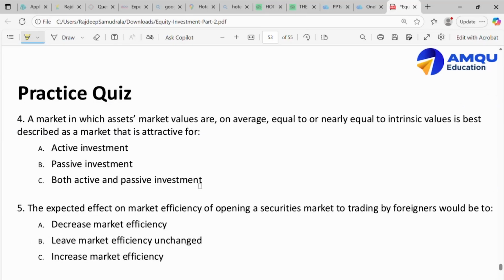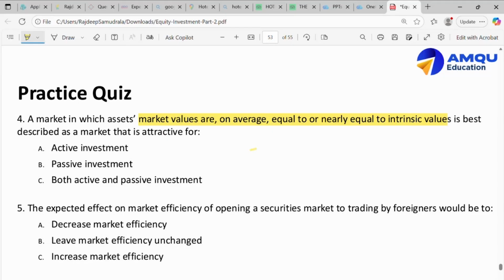Clear? Now, a market in which assets' market values are equal to or nearly equal to intrinsic value is best described as a market that is attractive for. When the market values are the same as intrinsic value, what do you think the market is? Obviously, it's an efficient market, it's a good market. And in an efficient market, you would make money only if you are trying to do passive investment. Clear? So the answer would be more of passive, because remember, in passive investment, make a note of this, guys.